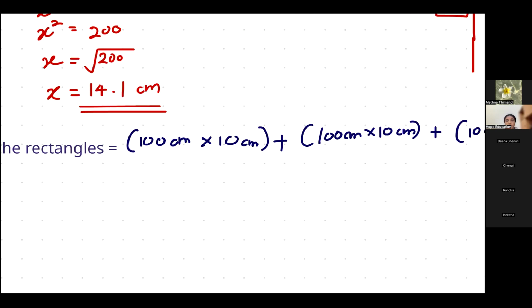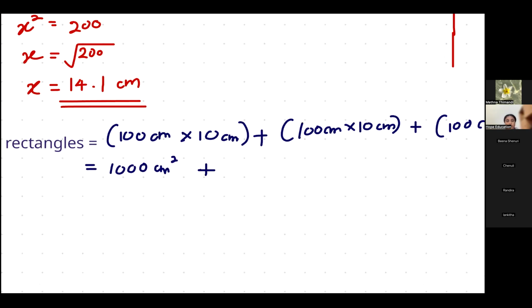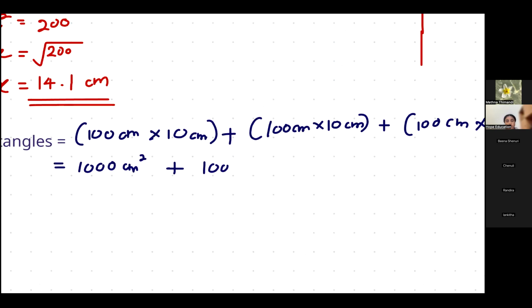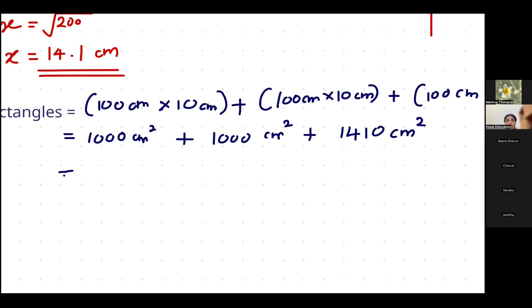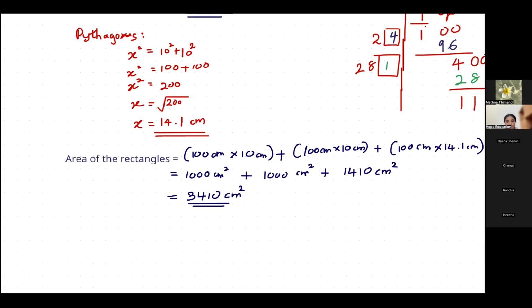100 multiplied by 10 means 1000 square centimeters plus මෙතනත් 100 multiplied by 10 is 1000 square centimeters. මෙතන 100 multiplied by 14 is 1410 square centimeters. So add කරාම 1410, 2410, 3410 square centimeters. මේ rectangles වල area එක විතරයි ළමයි.